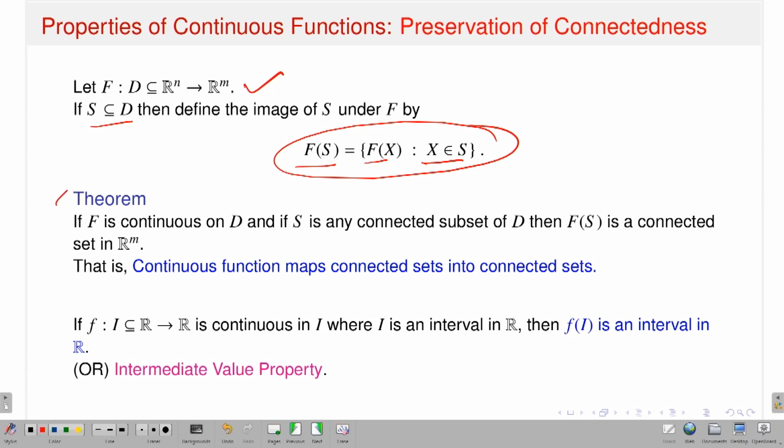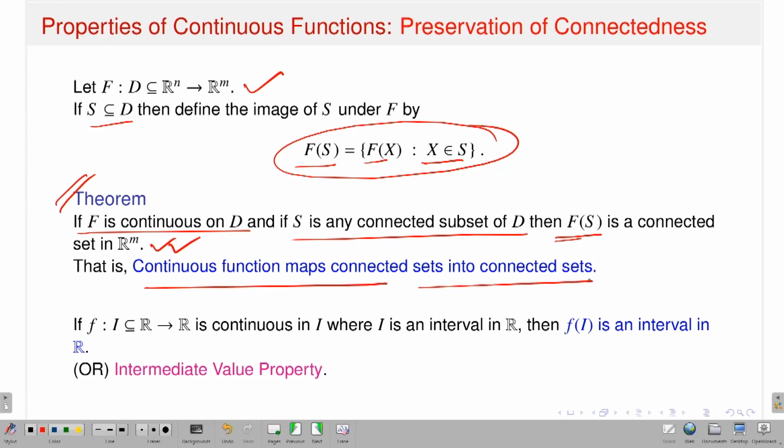What is my theorem? This is a very nice theorem. It says that if I have a continuous function on D and if S is any connected subset of D, then the image set, that means f of S, is also connected in Rm. So continuous image of a connected set is connected. Continuous functions map a connected set into a connected set. That is the interplay of continuous functions and connected sets.